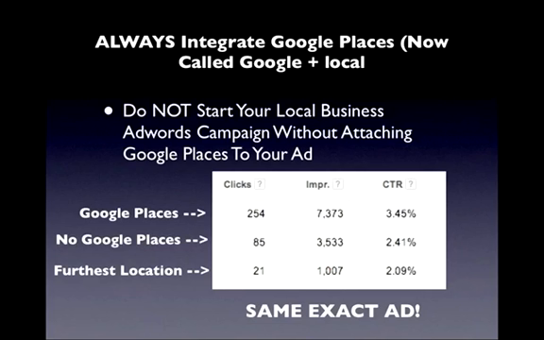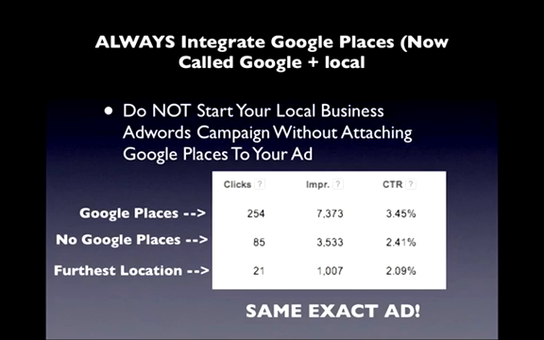Now, if you look at the bottom line, I have their furthest location. They wanted to target a location in another state, in their nearby state where they're also licensed. And you see 21 clicks and a 2.09% click-through rate. What this is evidence of is that people like to do business with real local businesses that are close to them. And it also shows you that they love seeing the Google Places in the ad. It's further proof that that business is right there near them.